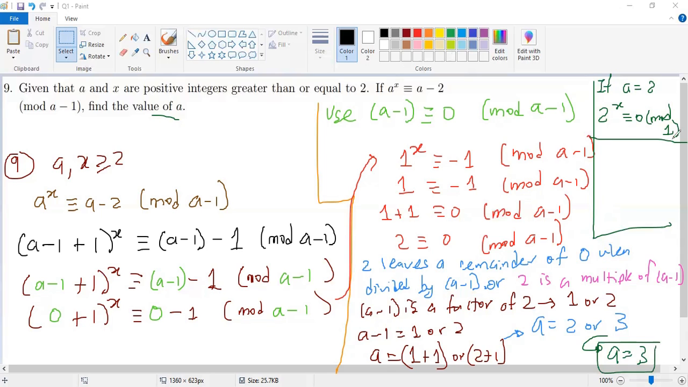Let's have a look at what 3 would be if substituted. Sorry, I wrote this wrong. It should be 3 to the power of x, since a is 3. 3 to the power of x is congruent to 3 minus 2, which is 1, mod 3 minus 1, which is 2. Correct. An odd number gives a remainder of 1 when divided by 2. It satisfies perfectly. So the answer is 3, under the context. Thank you.